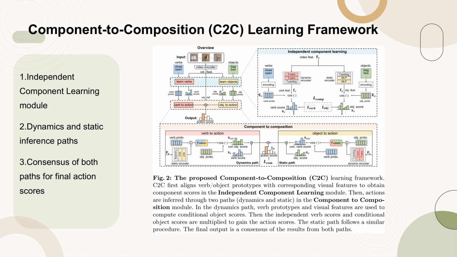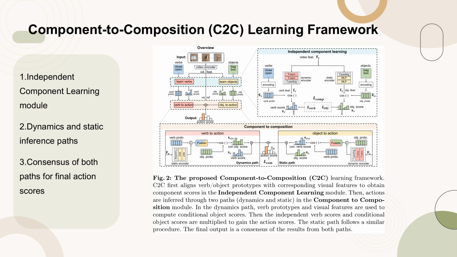Figure 2 illustrates the component to composition, C2C, learning framework, which is designed to address the Zero-Shot Compositional Action Recognition (ZSCAR) task. The framework consists of two main modules, the Independent Component Learning Module and the Component to Composition Module. In the Independent Component Learning Module, verb and object prototypes are aligned with corresponding visual features to obtain component scores. The Component to Composition Module then infers actions through two paths, dynamics and static.